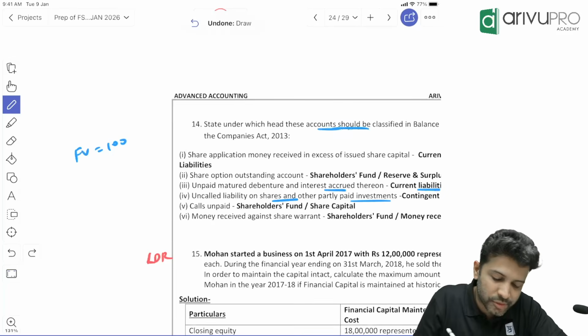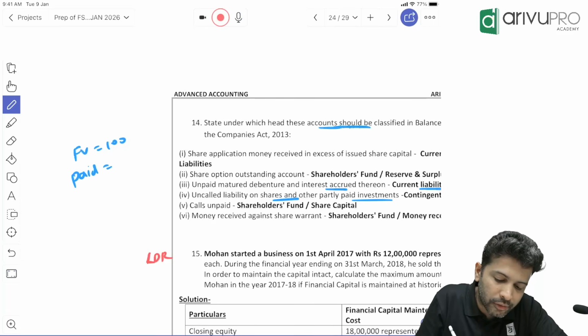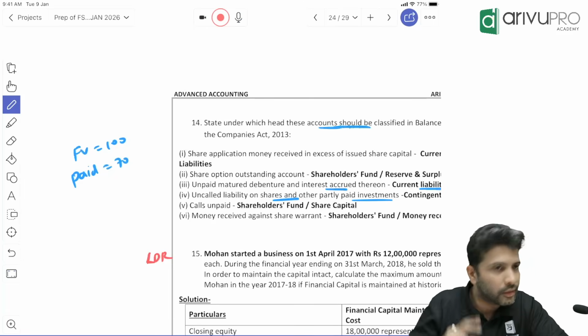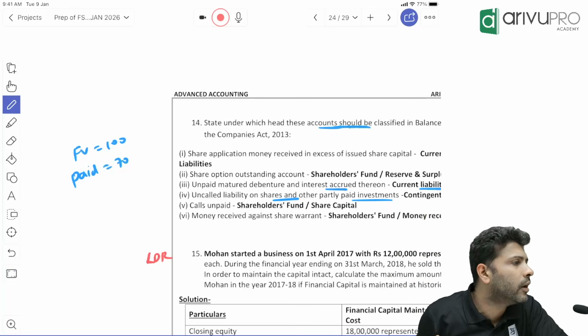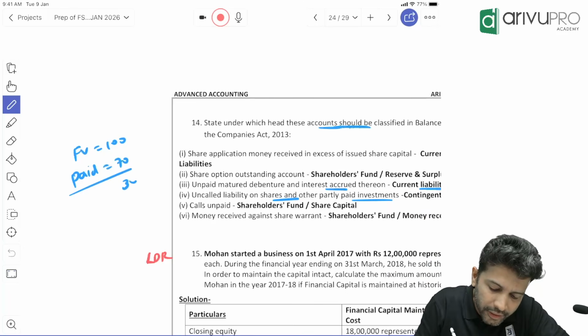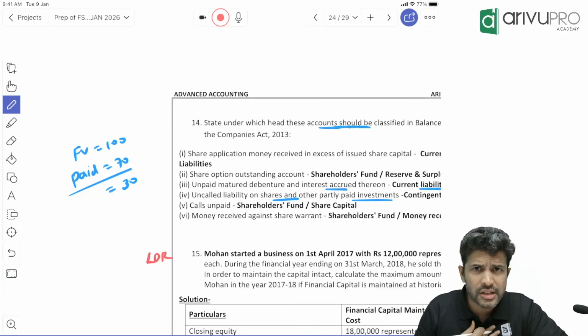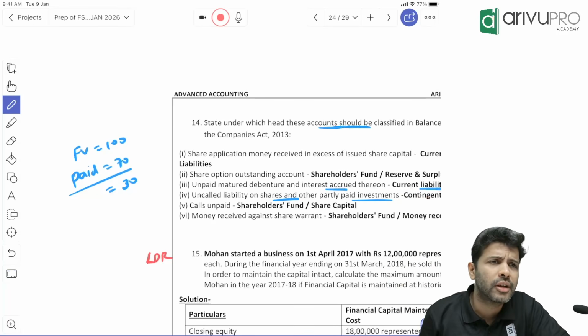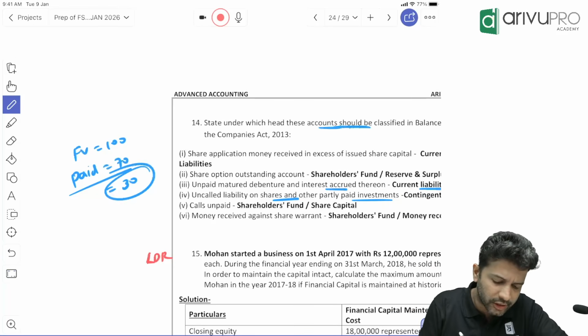100 rupees is a face value. But the company asked us to pay only 70, and we paid 70. How much have we not yet paid? 30. Is it calls in arrears, or did the company not ask? The company did not ask. Now this 30 is our liability.